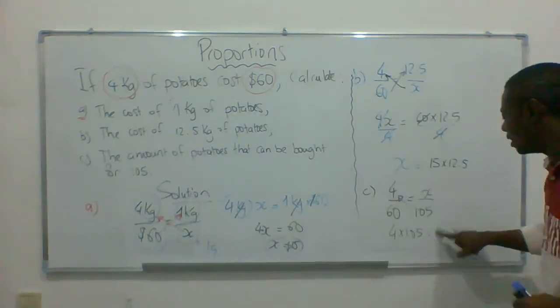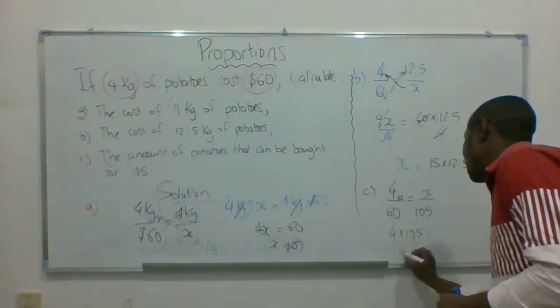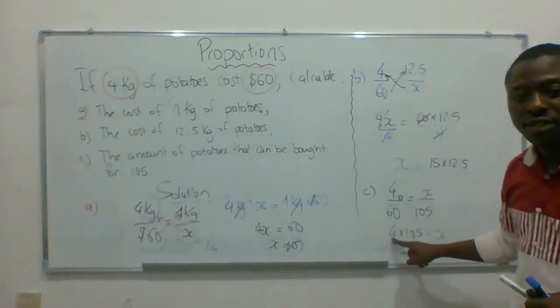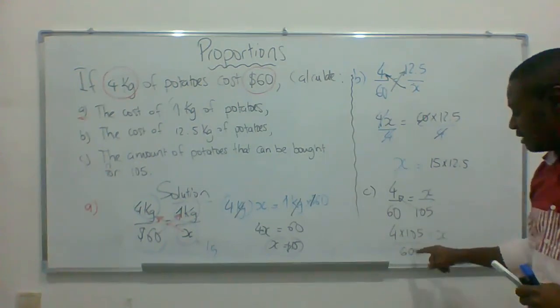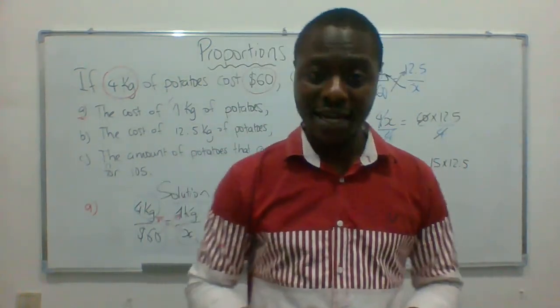But you don't really need to multiply the 60. You can keep the 60 at the bottom like this, and then you have x. So what is 4 times 105 divided by 60? You can figure out this with a calculator and find the answer easily.